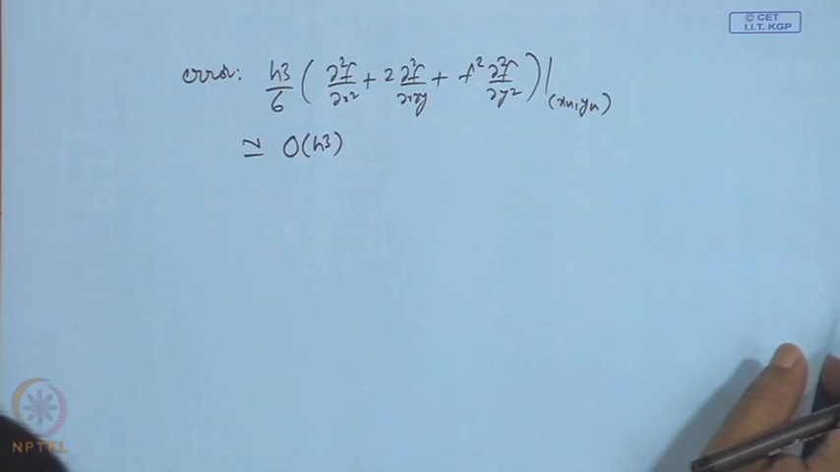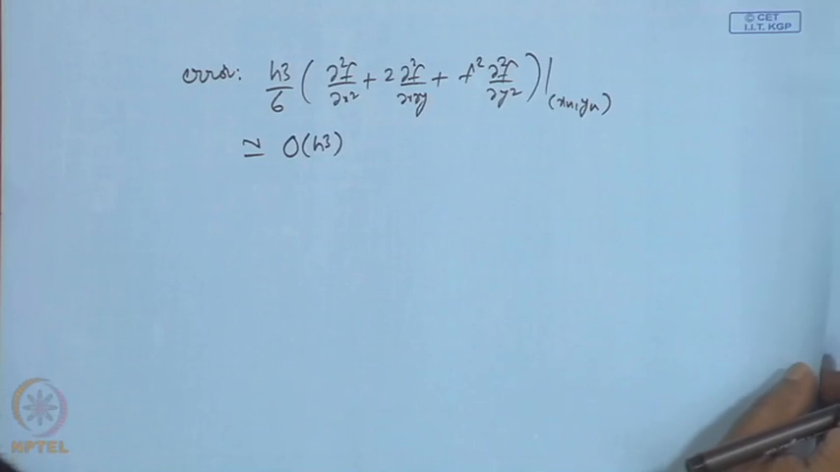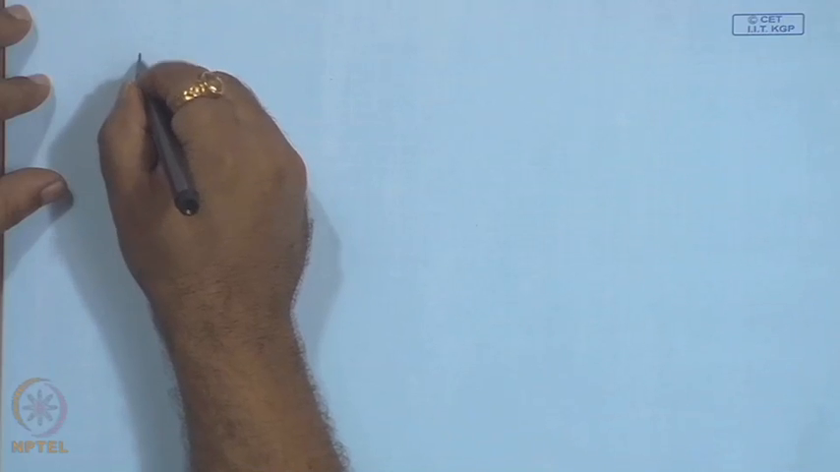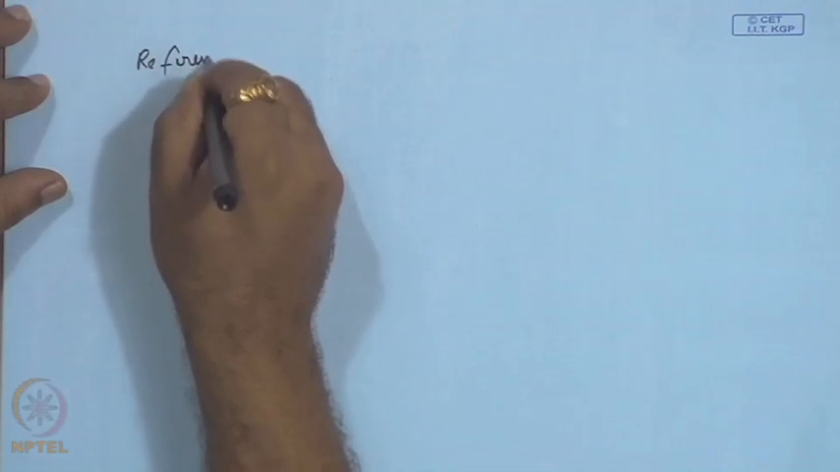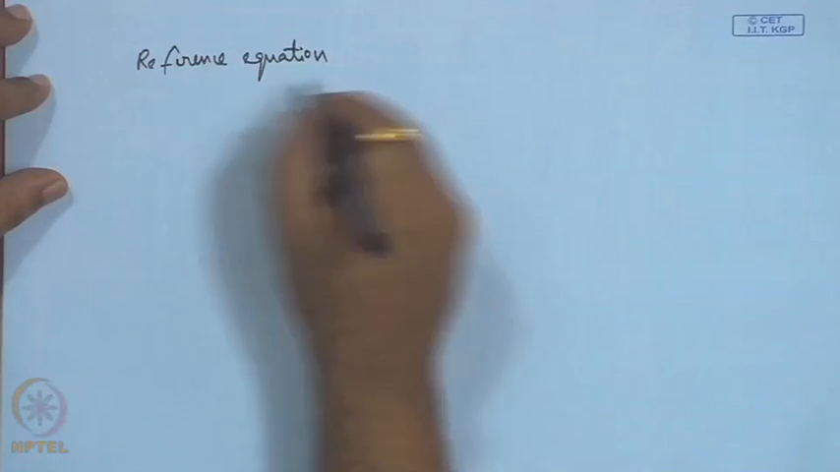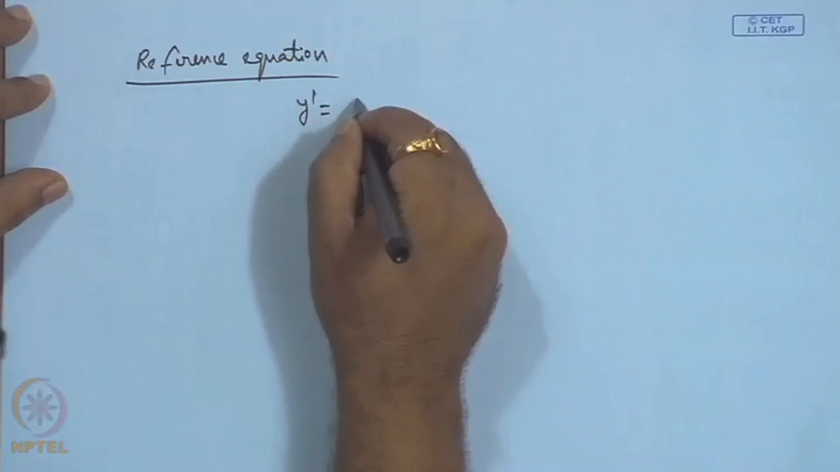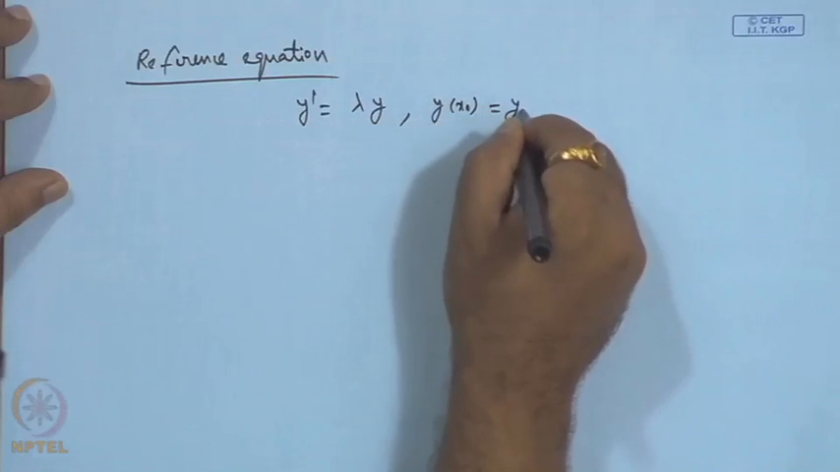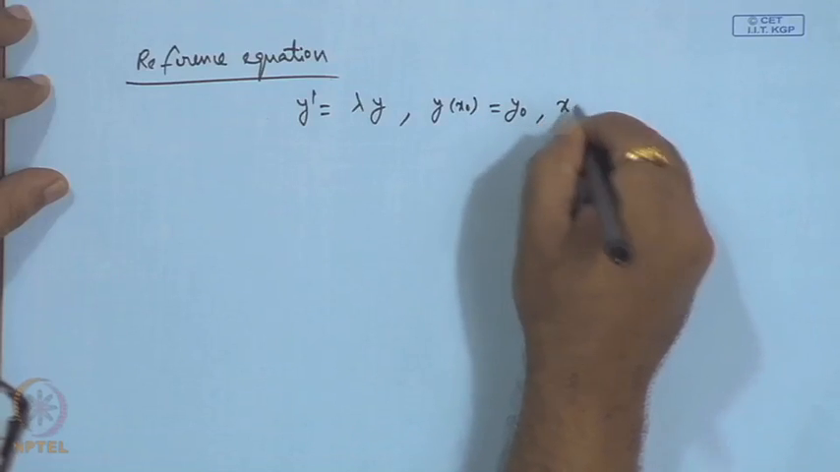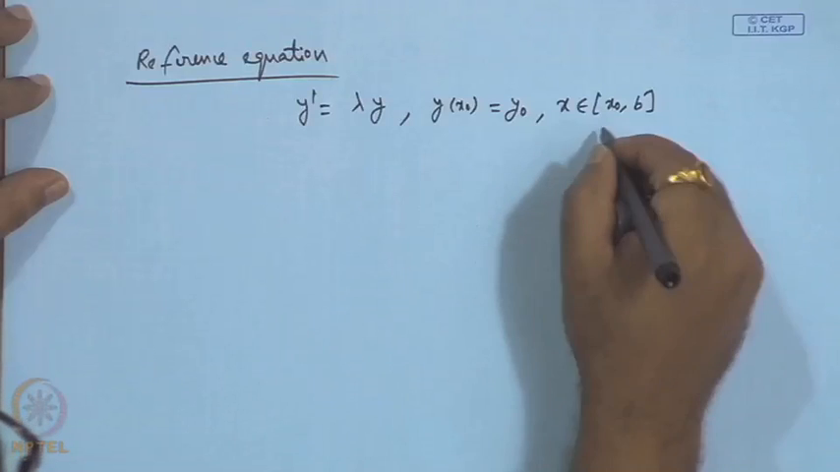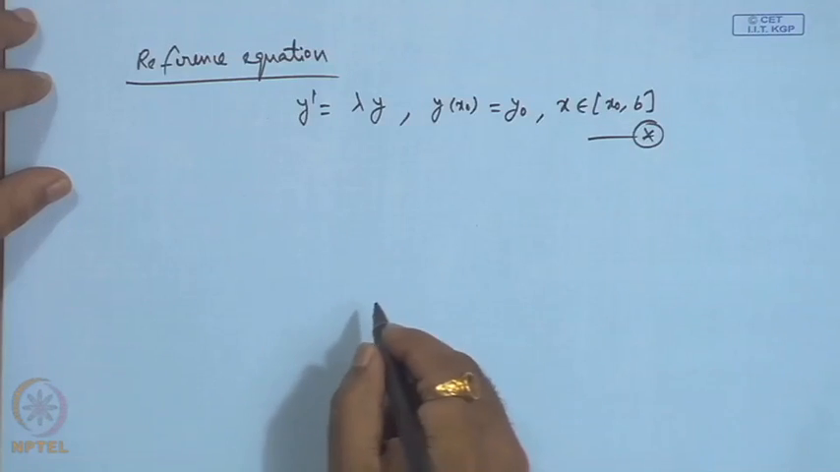So, what do we mean by stability and convergence? Okay. So, let us try to understand this with respect to a reference equation. So, what is the reference equation? What is our reference equation? y dash is lambda y, y of x 0 is y 0. So, this is our star.